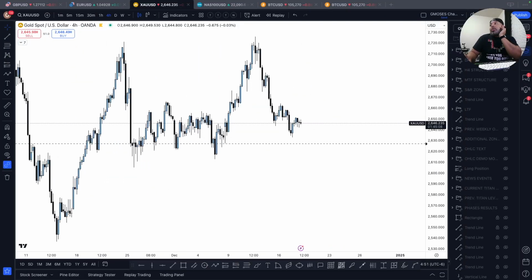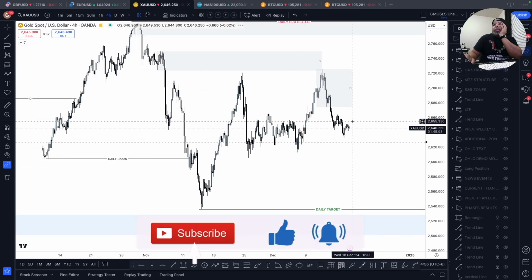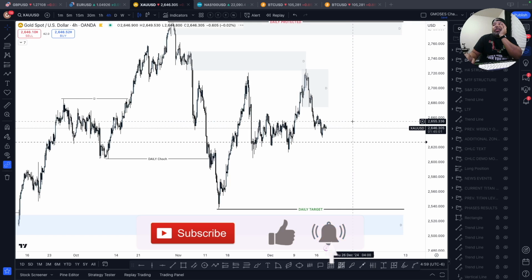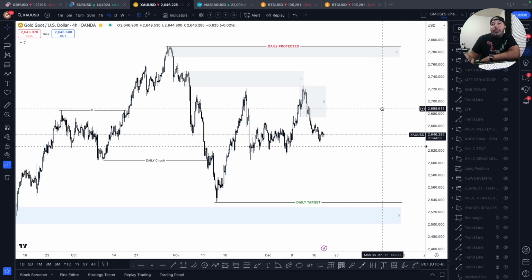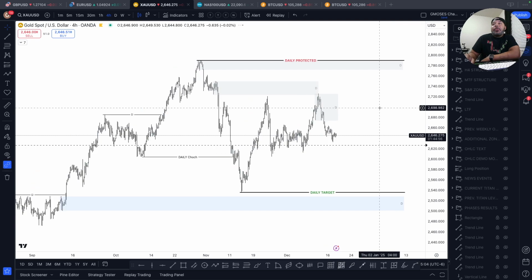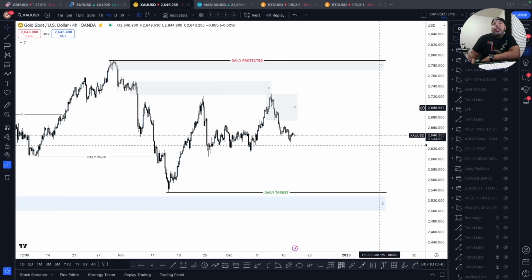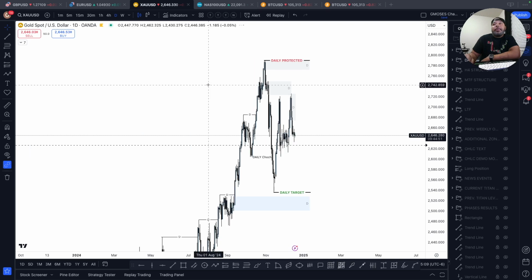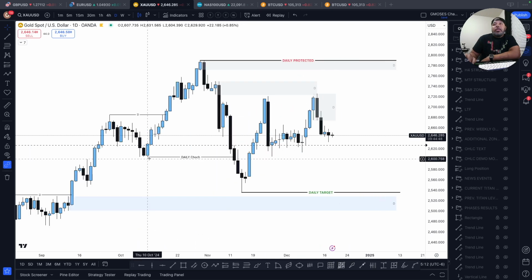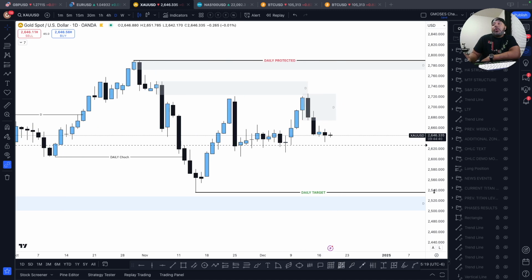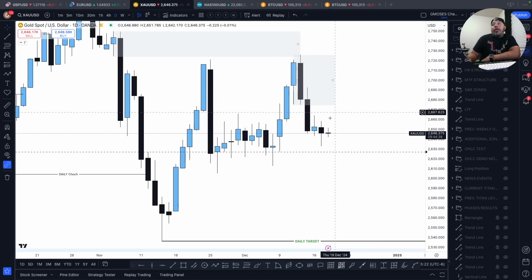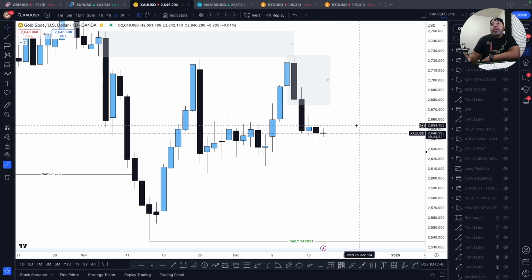All right, you guys, so looking at gold, I am bearish on the gold on the daily time frame, and I'll tell you guys why. As you guys can see, we had a daily change of character. Price came up, tapped into this area here, and we got a lot of bearish pressure. But more importantly, right now we have a bearish, bullish, bearish, which is a continuation pattern. It's a continuation to the downside.